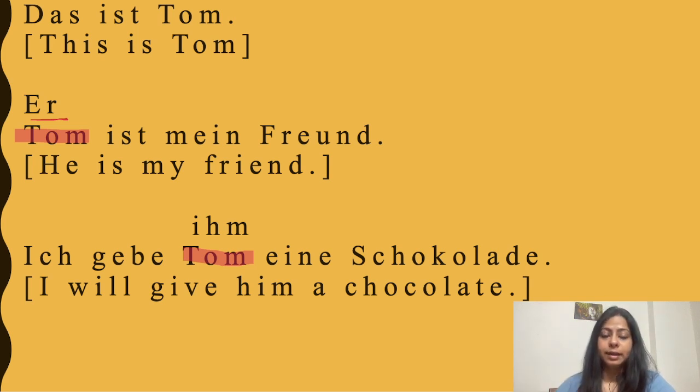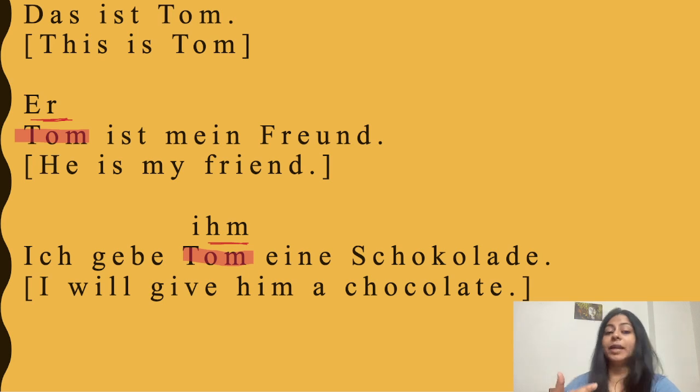Now let's look at the second sentence. Ich gebe Tom eine Schokolade. I will give Tom a chocolate. Now again, to avoid the repetition here, we will use ihm. So in the first sentence we are using er, and in this sentence we are using ihm instead of er. To avoid repetition of Tom, हमने ihm यूज़ किया है second sentence में.